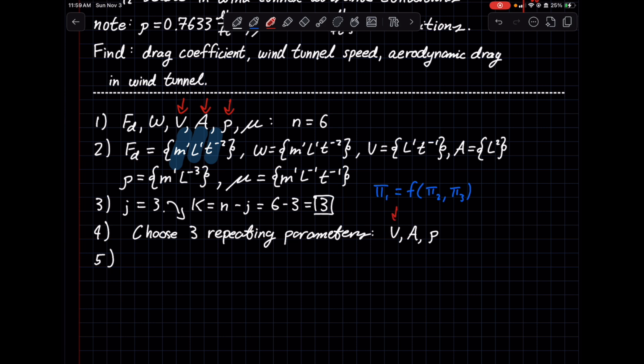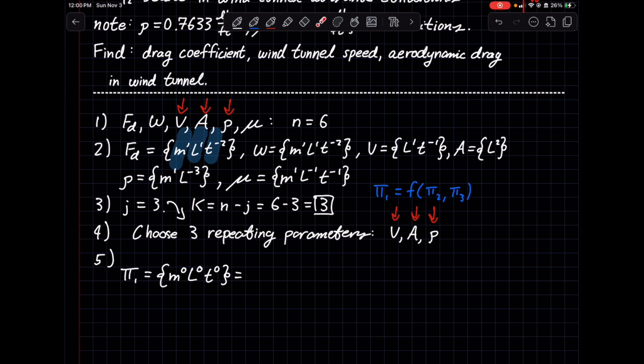I just don't want to accidentally plug those in the wrong spots here. So how I'm going to do this is go from left to right up here. We're going to start off with our f of d, move on to our weight, and move on to our viscosity. So pi 1 is going to be equal to M to the 0th power, L to the 0th power, and T to the 0th power.